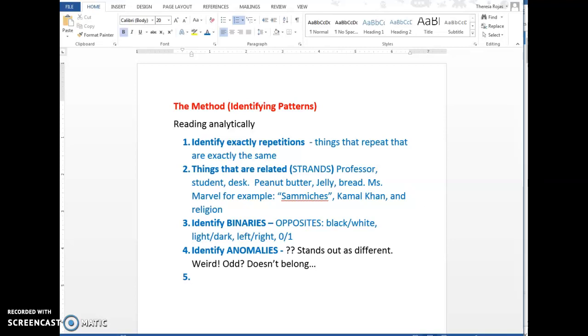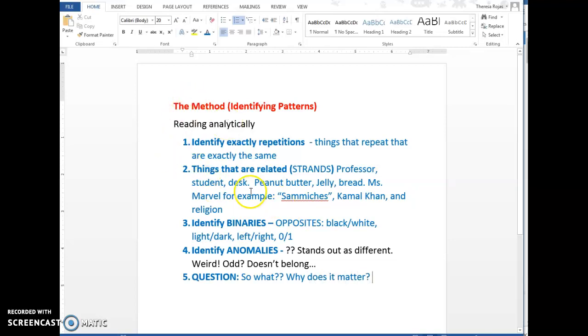The fifth one, it's a step that you want to take. It's a question that you want to ask. And the question that you want to ask is, so what? Why does it matter?